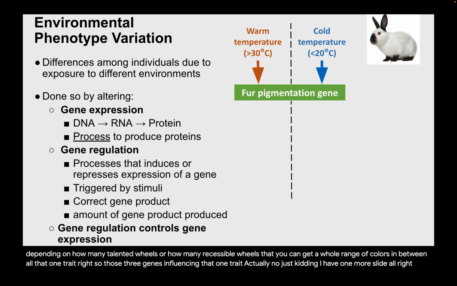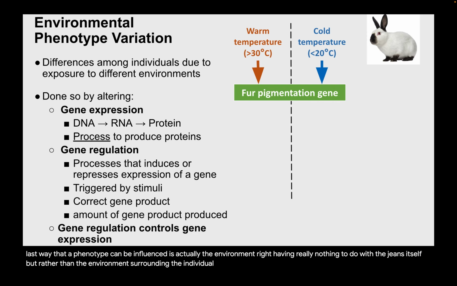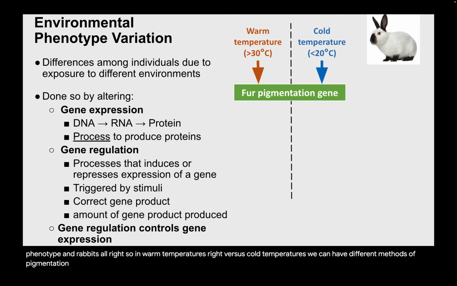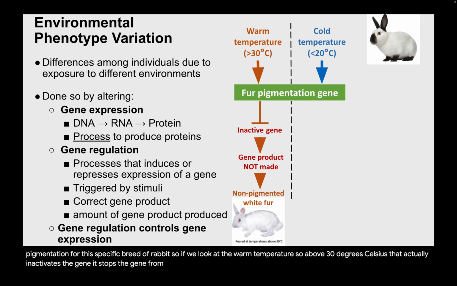The last way that a phenotype can be influenced is actually the environment. Having really nothing to do with the genes itself, but rather the environment surrounding the individual. So we're going to look at an example of environment influencing phenotype in rabbits. In warm temperatures versus cold temperatures, we can have different methods of pigmentation for this specific breed of rabbit. If we look at the warm temperature, above 30 degrees Celsius, that actually inactivates the gene. It stops the gene from being expressed.